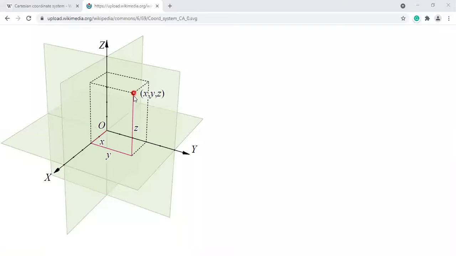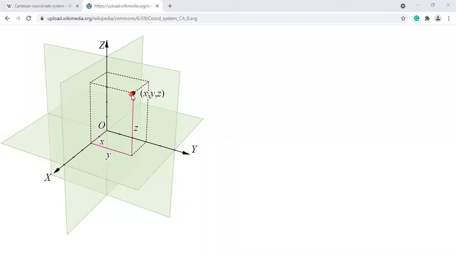How do we find that? We drop a line perpendicular to the xy plane, and then we draw a line parallel to the y axis, and this line cuts the x axis at the point x. So this is the x coordinate of this point. Similarly, this point gives the y coordinate. See, this length and this length are the same. So this is the corresponding y coordinate, and this gives you the corresponding z coordinate. Or you can also say that this length is x, this length is y, this length is z.